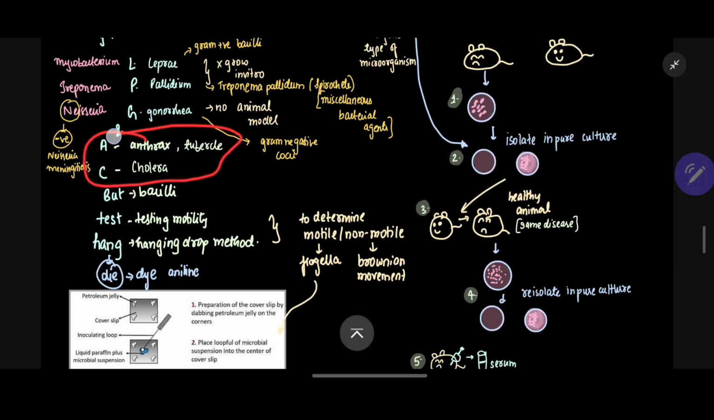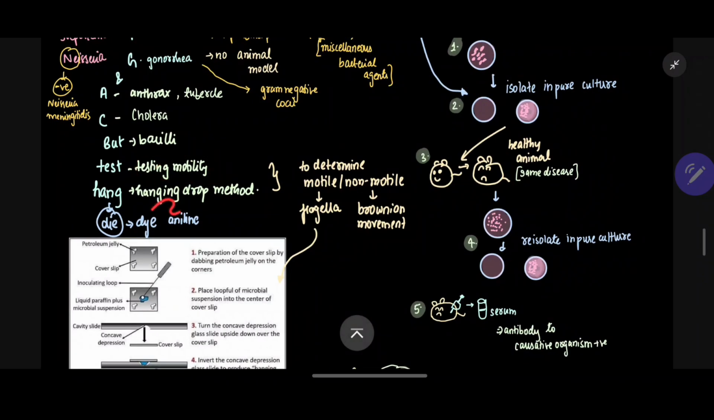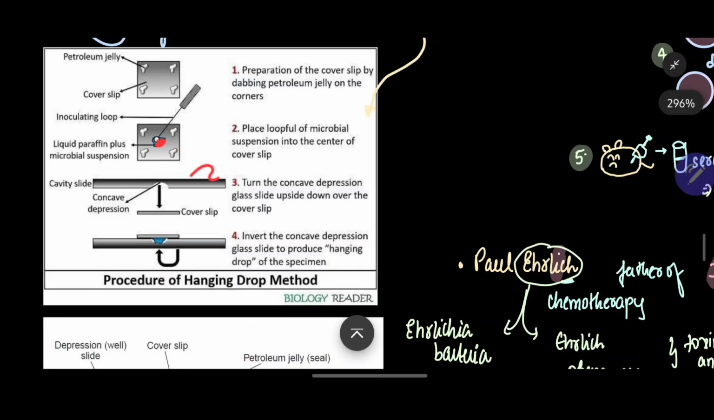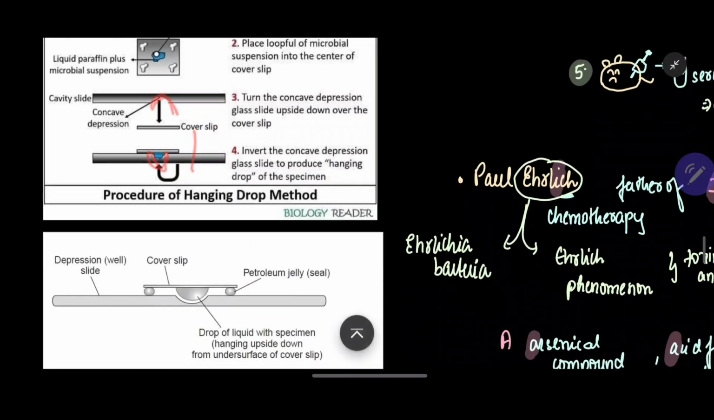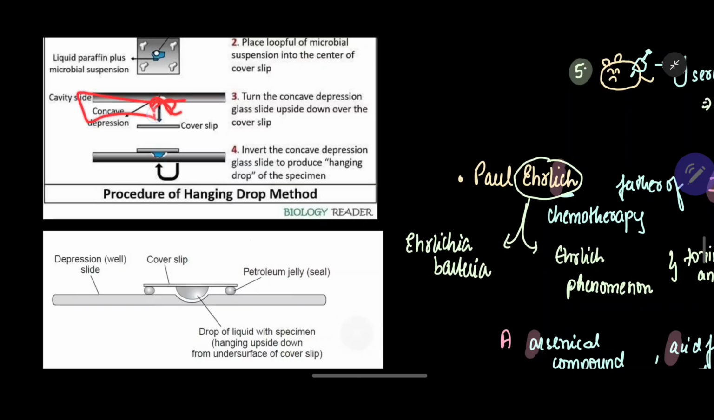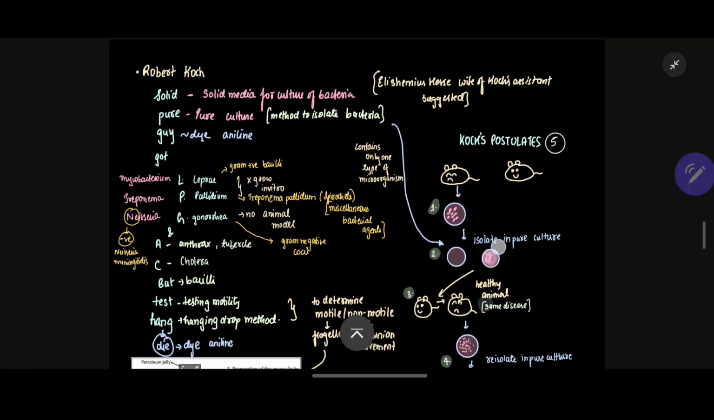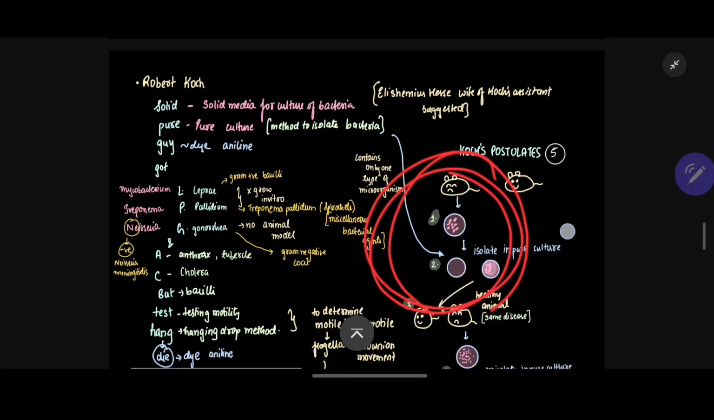And then A and C: he discovered anthrax, tubercle, and cholera bacilli. And as for test, he discovered a method to test the motility of organisms, which is called the hanging drop method, in which basically you take a cover slip, you place the organism, and you hang it in the middle of a slide in a concavity. This is a special slide that has a concavity, a cavity inside. And then you look at it in the microscope. So this is what Robert Koch did. And please revise the Koch postulates.